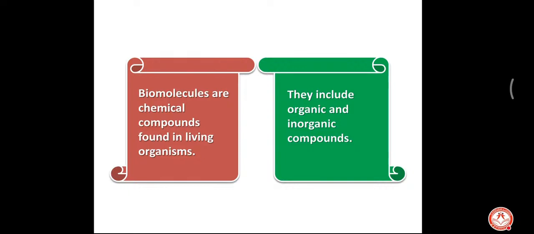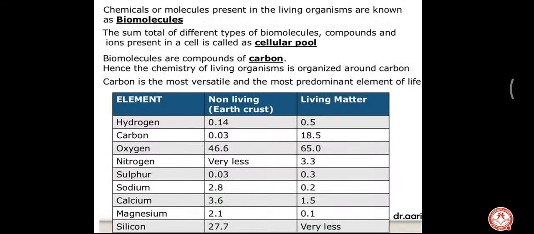Biomolecules are chemical compounds found in living organisms. These include organic as well as inorganic compounds. Chemicals or molecules present in a living organism are known as biomolecules. The sum total of different types of molecules, compounds and ions present in a cell is called the cellular pool.